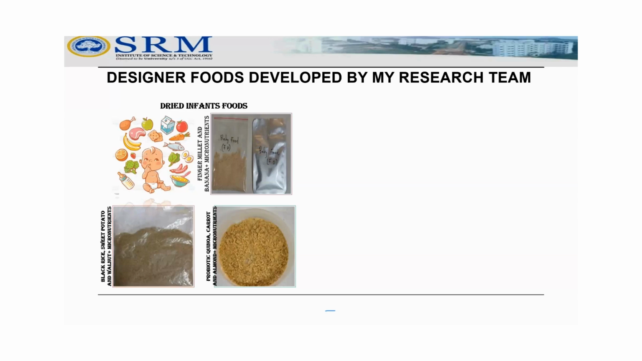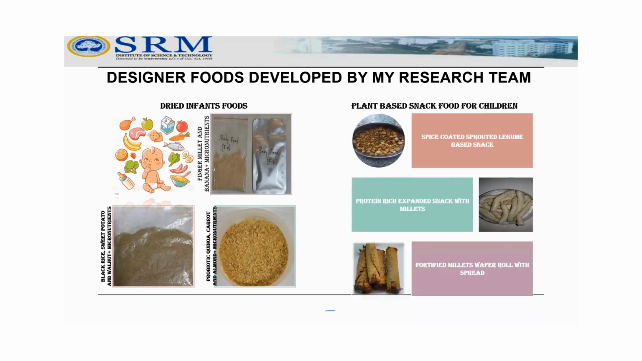So I have developed a product for infants from the 6 months to 12 months age group, using different ingredients along with fortification. One of the products is quinoa, carrot, and almond with micronutrients and probiotics to improve the gut health of the infants. Then the next category is plant-based snacks for children. In this category, I have developed some. This is one of the traditional snacks, sprouted legumes coated with spices, 100% oil free, a complete protein-rich snack.